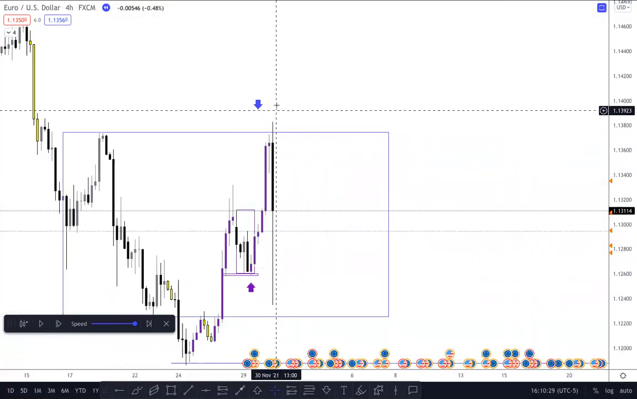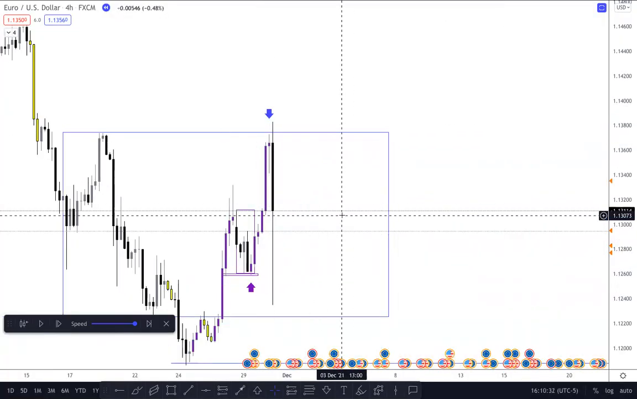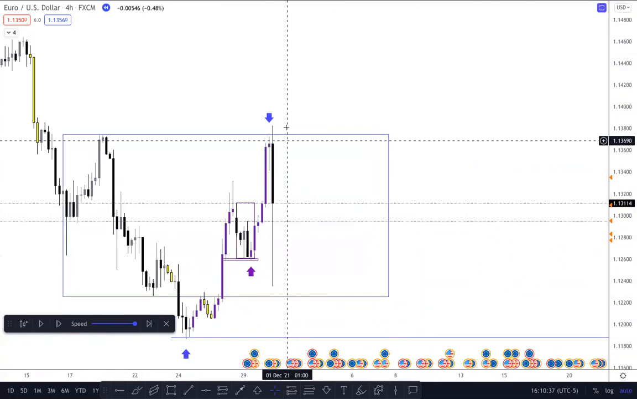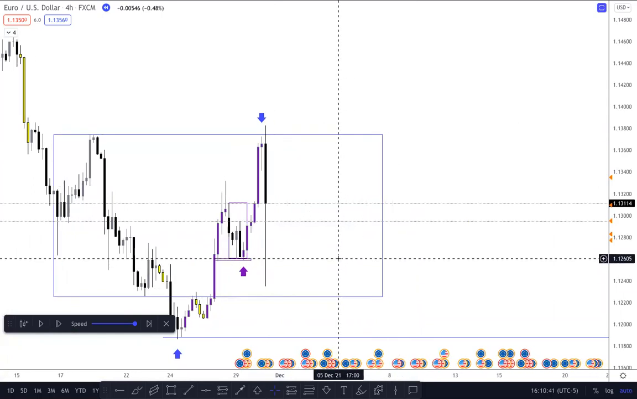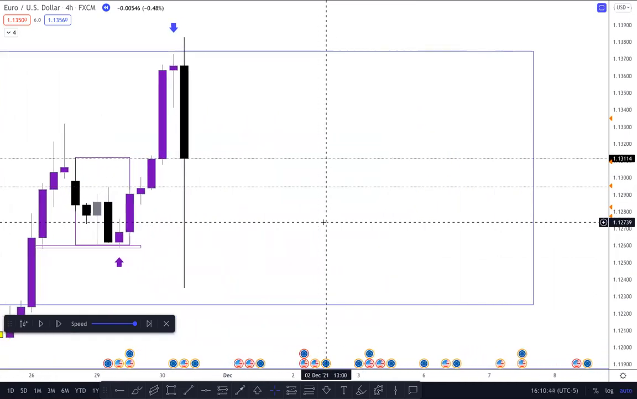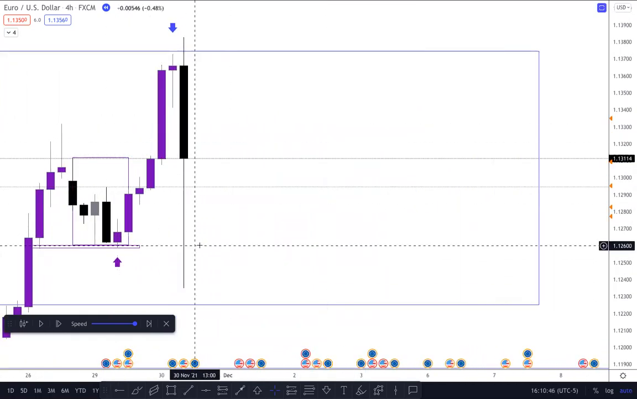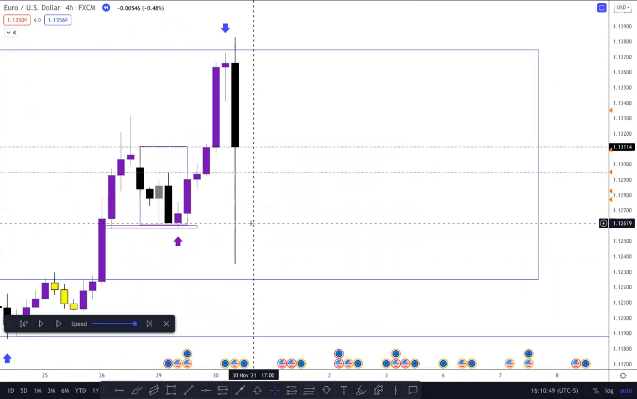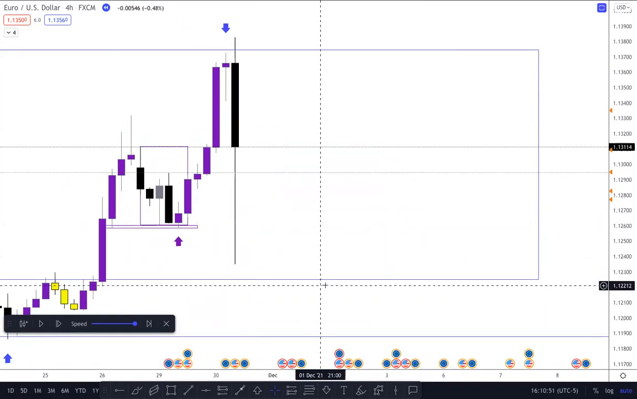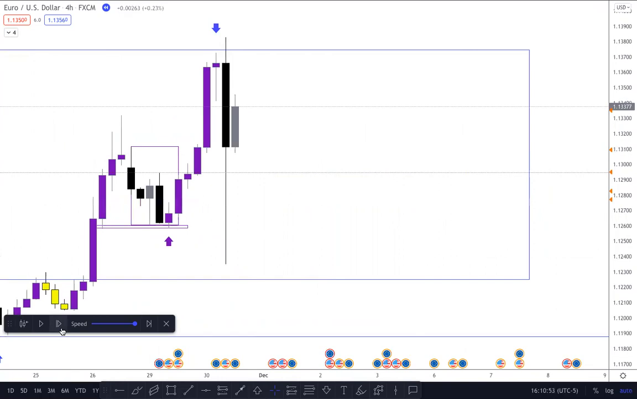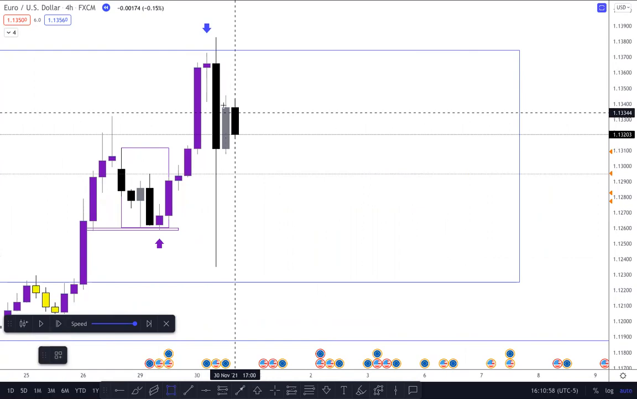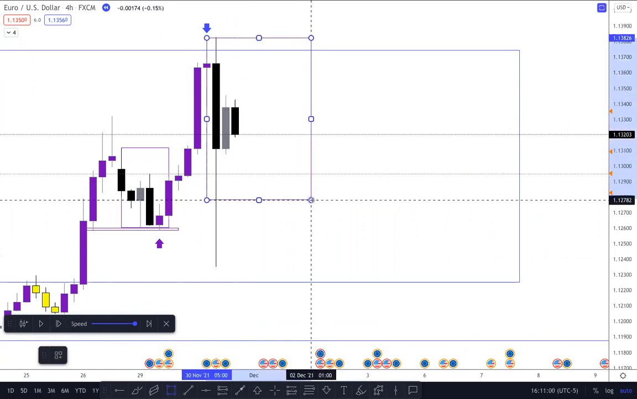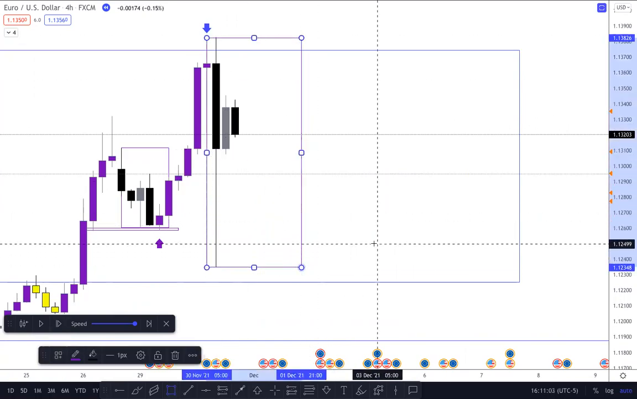We now know to go short. Why do we know to go short? We know to go short because we've just stop hunted the injection, the daily injection, right? And what else do we have now? Another purple imbalance, right? A black candle here, right? So now that we've started with a black candle, we must end with what? Another black candle. Black, gray, black. Here's our injection.